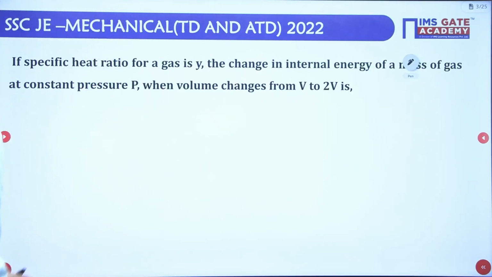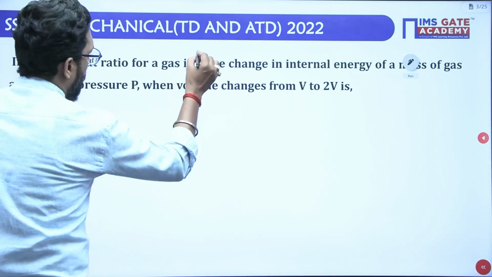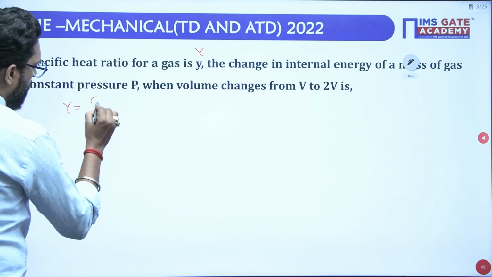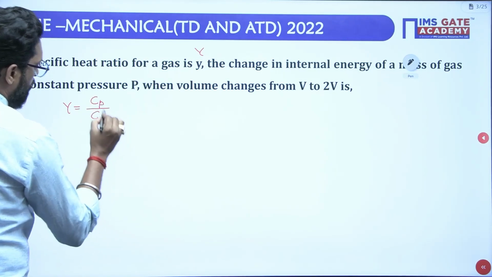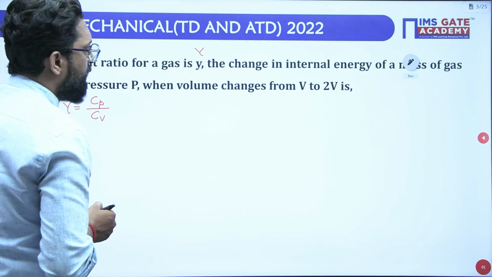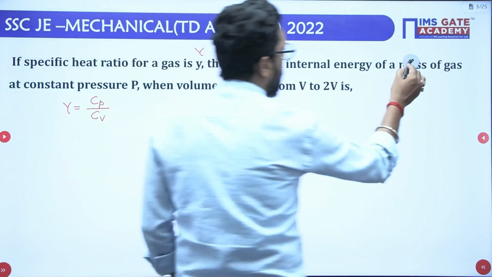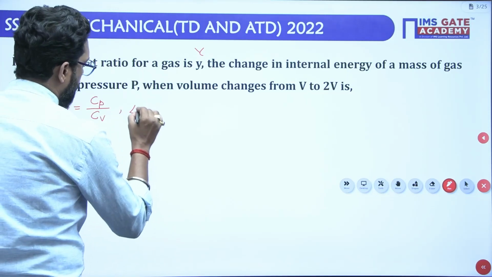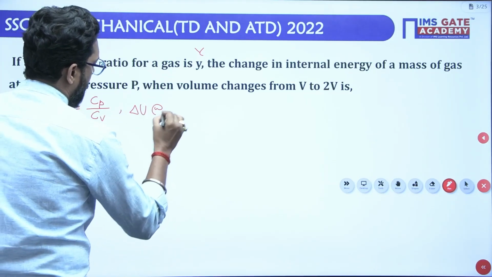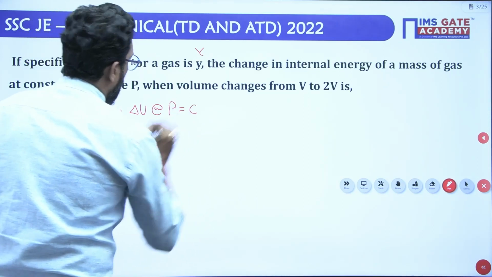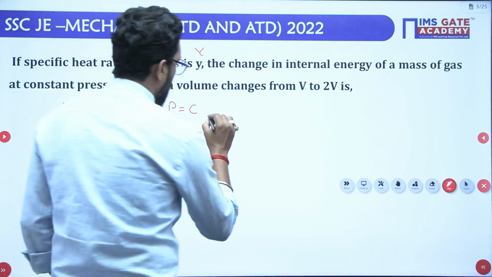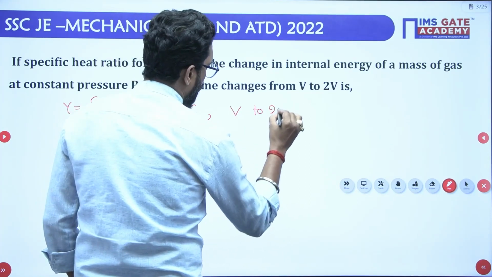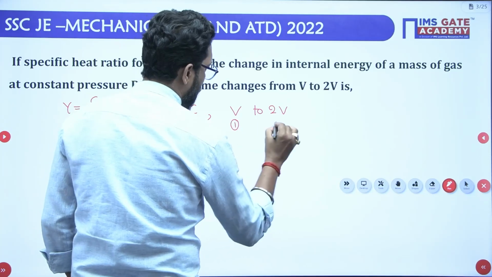What is that? If the specific heat ratio of the gas, this is your gamma, specific heat ratio, that means gamma, it is given as Cp by Cv. The change in internal energy of a mass of a gas at a constant pressure P. That means you have to find the change in internal energy when the volume changes from V to 2V. So this is state first and this is state second.